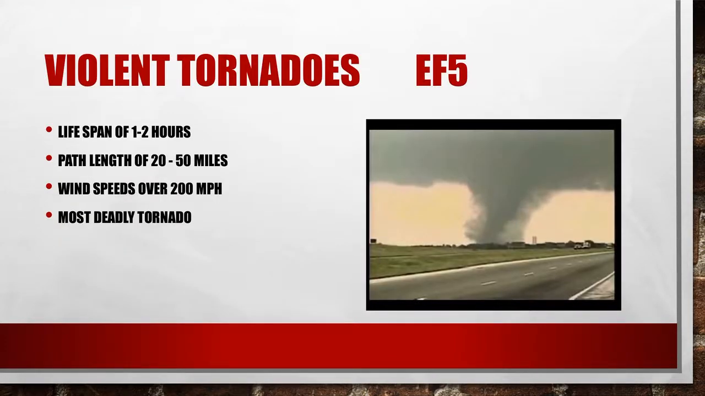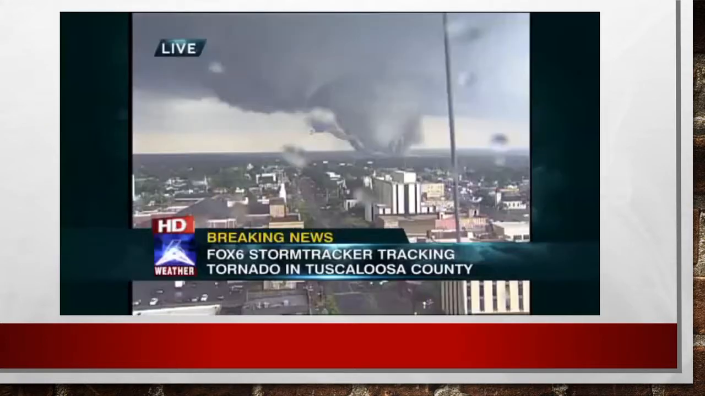The EF4s and the EF5s are the violent tornadoes. These are the strongest tornadoes out there. These can stay on the ground for multiple hours and travel 20 to 50 miles on the ground. Winds in excess of 200 miles an hour, and these by far are the most deadly tornadoes. The good news is they don't occur a lot. For example, in all of the state of Texas, the second biggest state in the country behind Alaska, the last EF5 tornado was in 1997, over 20 years ago. So that's been a long time. So these things are super rare.